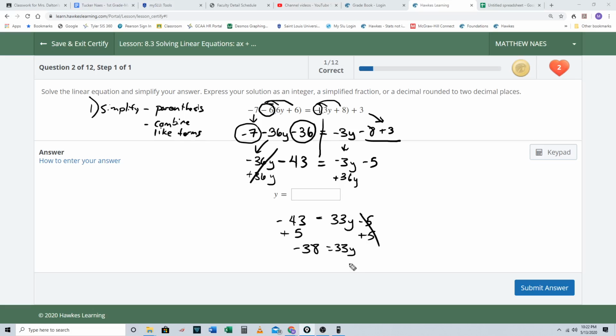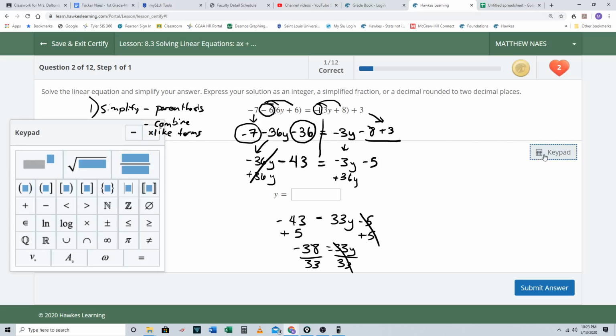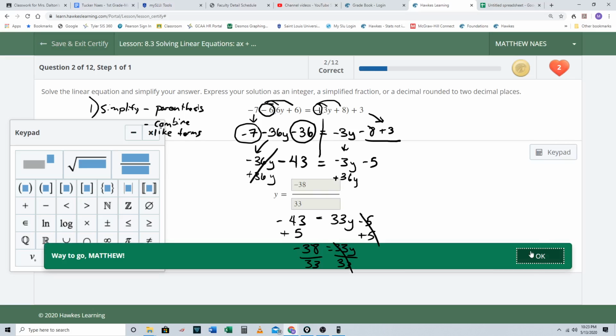33y. Last thing we do, always last thing we do, divide by the coefficient. Now, I could put that in the calculator to see if it reduces. I know it's not going to reduce, so I'm just going to plug it in my answer here. The fraction button, forward fraction. Negative 38 over 33. An answer. And there we go.